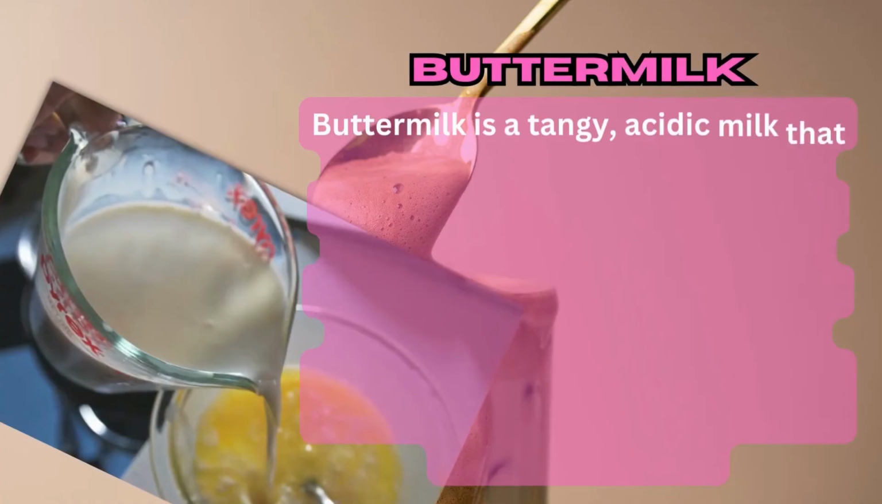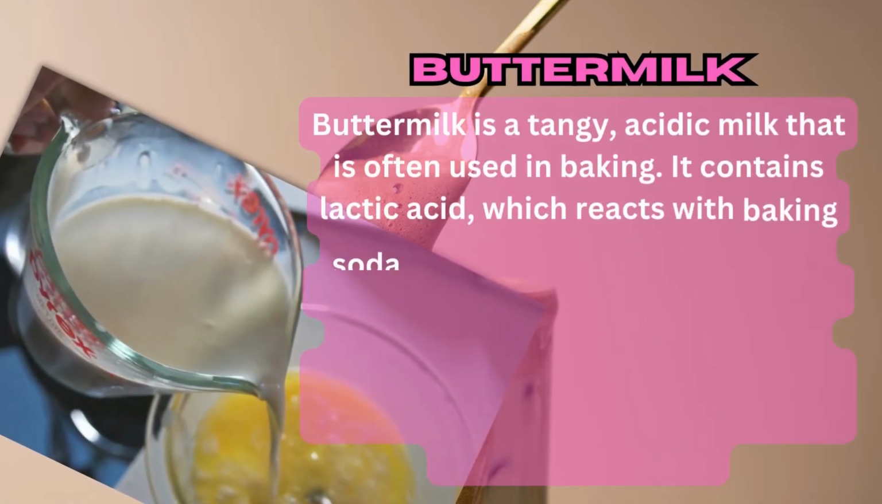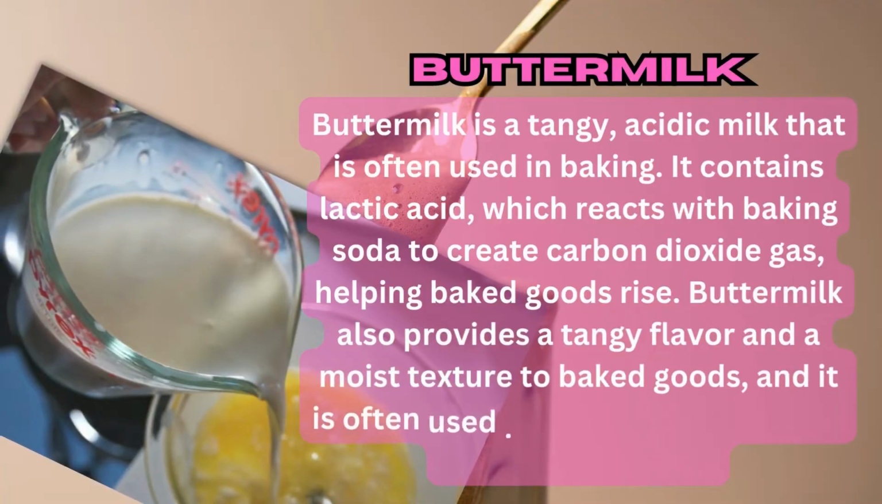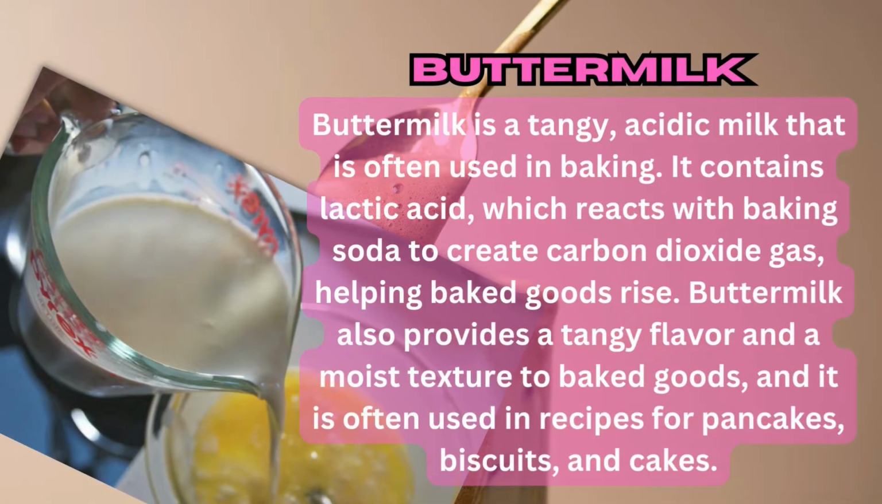C. Buttermilk. Buttermilk is a tangy, acidic milk that is often used in baking. It contains lactic acid, which reacts with baking soda to create carbon dioxide gas, helping baked goods rise. Buttermilk also provides a tangy flavor and a moist texture to baked goods, and it is often used in recipes for pancakes, biscuits, and cakes.